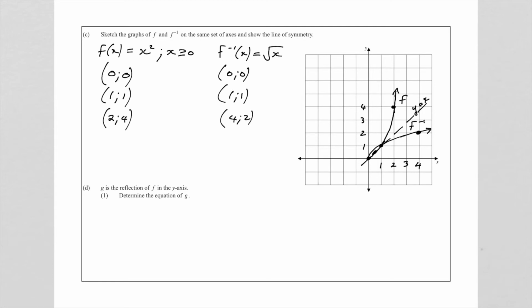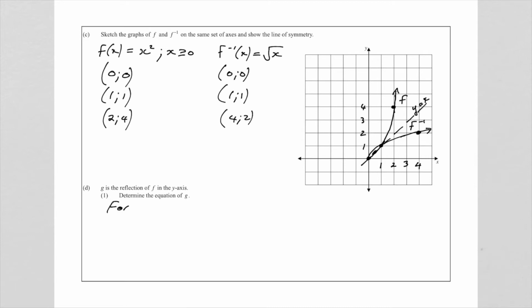Let's look at D. In D, they say that g is the reflection of f in the y-axis. So remember, function f is this one, the one with the restriction, the x greater equal to 0, that is f. Now they want us to reflect this f in the y-axis, and I hope you agree with me, it will be here. So we need to do that reflection. So let's just do that and see what we get.